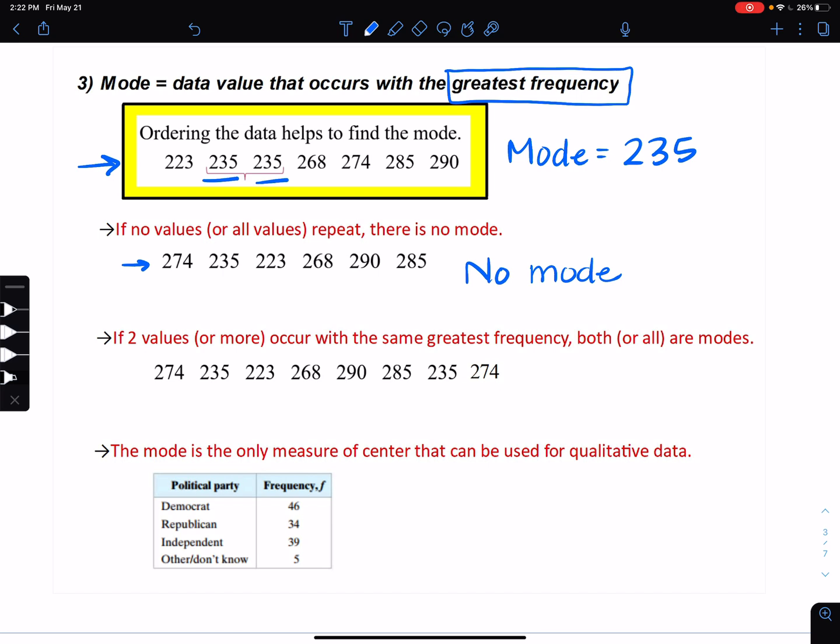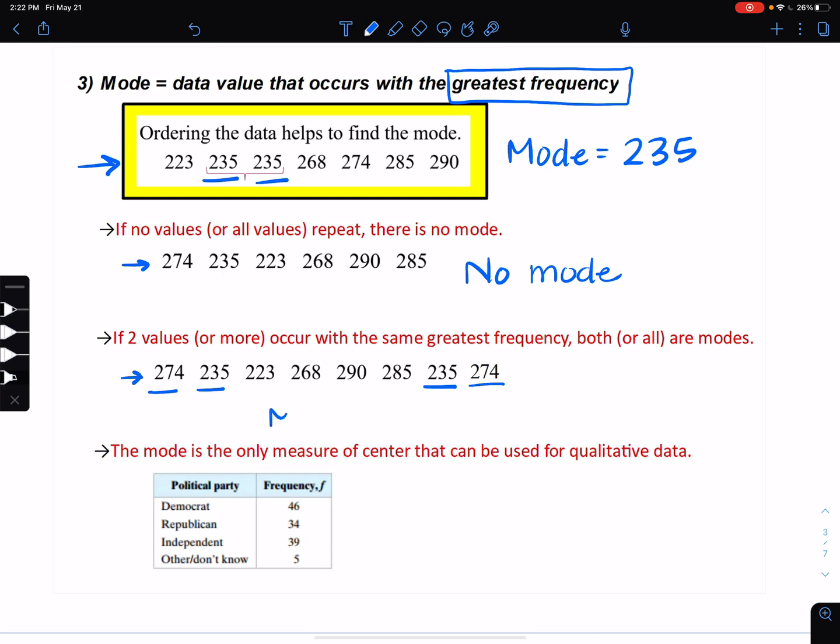All right. And then the flip side, you can have multiple modes. So in our example here, if we look for values that repeat, we have 235 that occurs 2 times, but we also have 274, which occurs 2 times. And everything else occurs once. So these do have the greater frequency, but they tie for the highest.